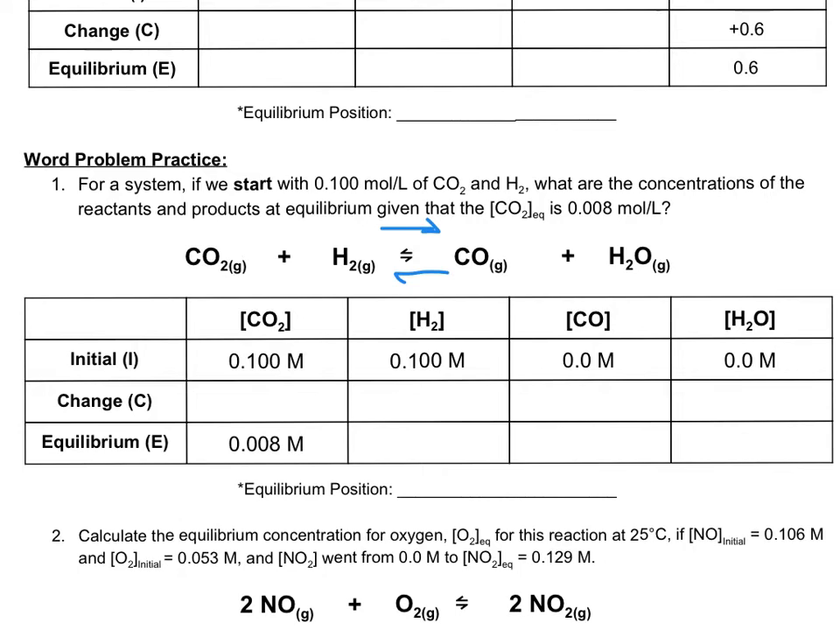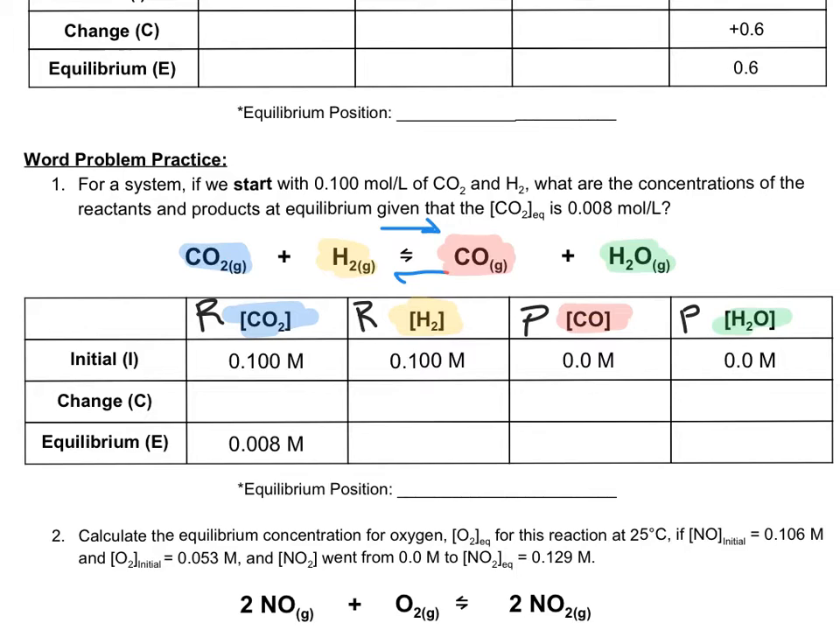So let's go ahead and color code. The first one, CO2, this is CO2. We have H2, we have carbon monoxide, or CO, and then we have H2O. We are told the initial concentrations of CO2 and H2, which are both reactants. So that's a reactant, that is a product, and a product.